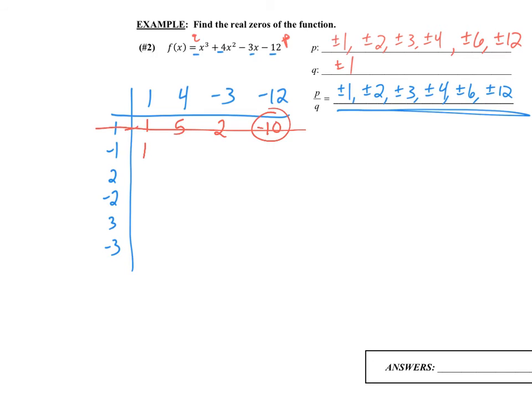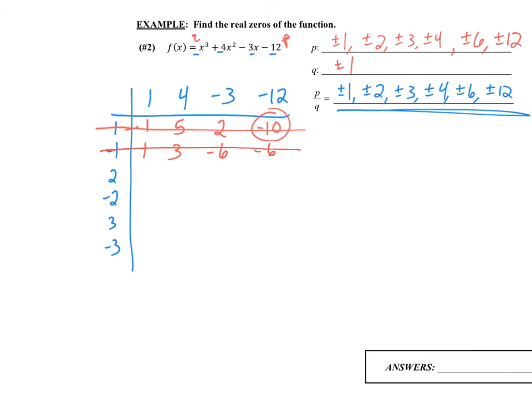Bring down the 1. -1 times 1 is -1. -1 plus 4 is 3. -1 times 3 is -3. -3 plus -3 is -6. -1 times -6 is 6. -6 plus -12 is -18. Sorry, it was +6. I screwed it up. +6 plus -12 is -6. It did not give us 0, so we crossed that out.